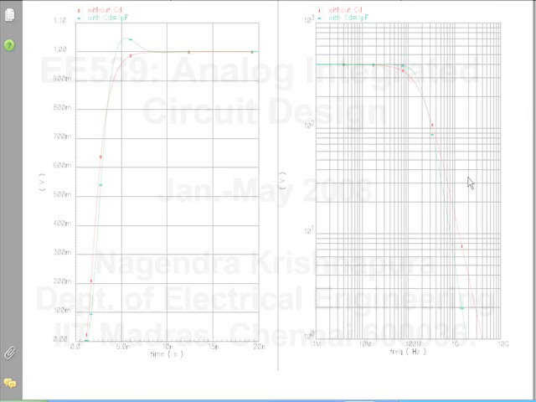Okay. So, yeah, another comment I almost forgot. Some of you have plotted this frequency response from 1 hertz to some 10 gigahertz or something. Okay. So, why do you do that? A lot of you have done it. Why do you start the plot from 1 hertz?